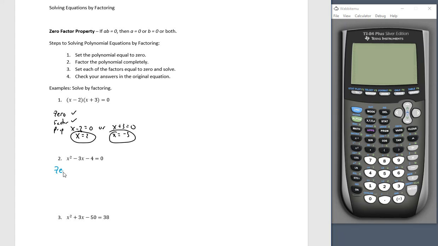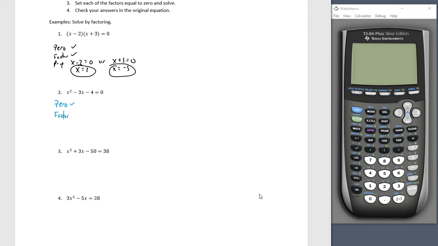All right, it's equal to 0. Awesome. So let's factor. I know, how can someone sound so excited about factoring? That's just how I roll.